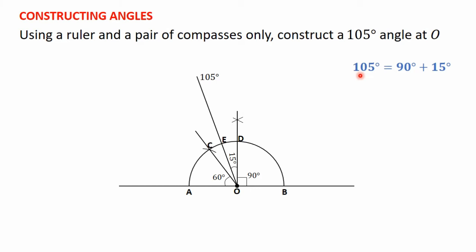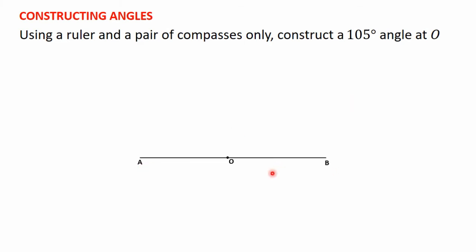Now that we understand how to go about it, let's do the actual construction. So we have the line AB here, and this is point O, which falls on the line AB. To begin, we will pick our compass and put the needle on point O, since we are constructing the angle at point O.